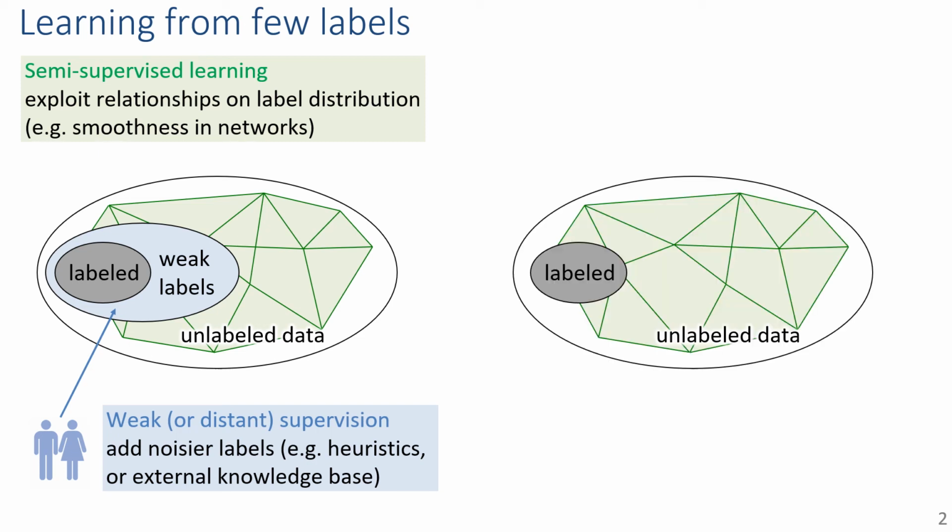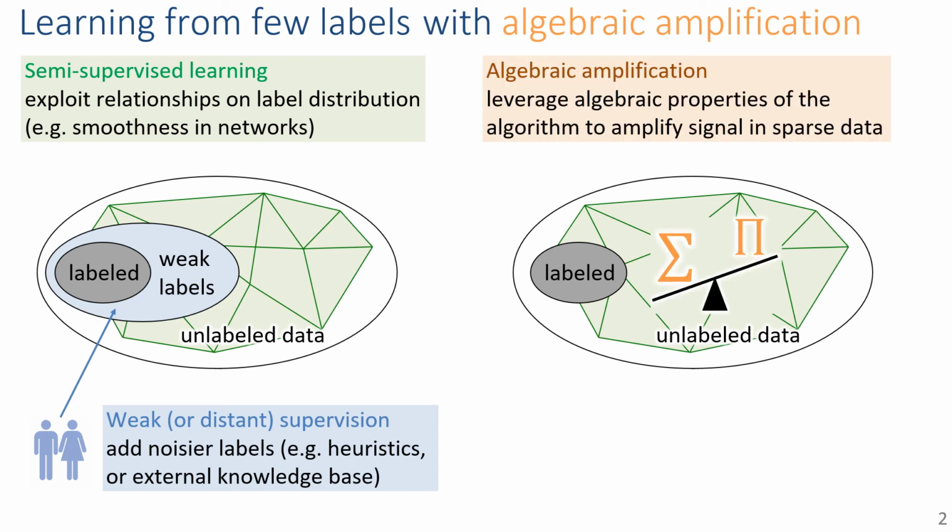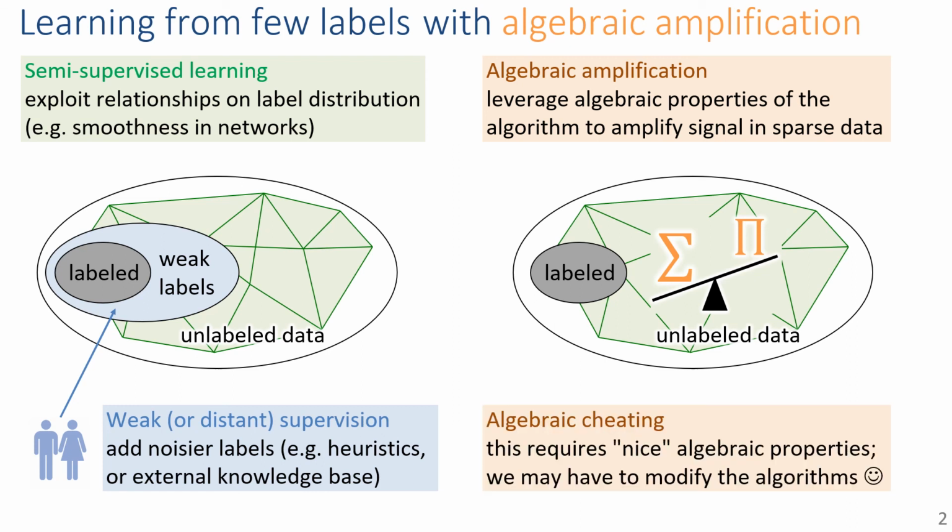In our approach, we do not need any outside knowledge. Instead, we attempt to leverage some algebraic properties of the inference algorithm to amplify existing signals in sparse data. For this to work, we need inference algorithms that have these nice properties. We call algebraic cheating an approach that modifies an existing algorithm in a way that preserves its overall quality, yet plants in it these properties we like.